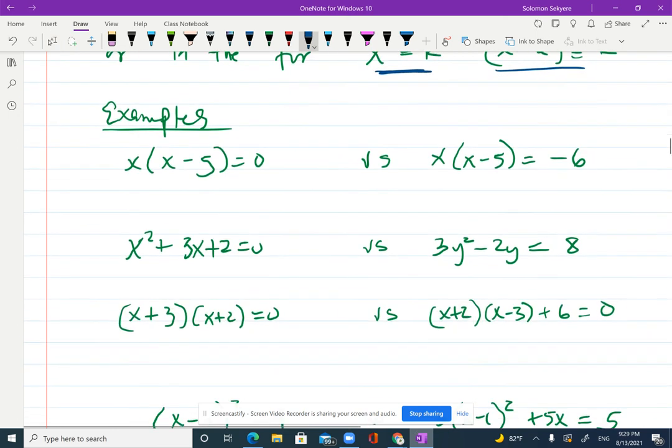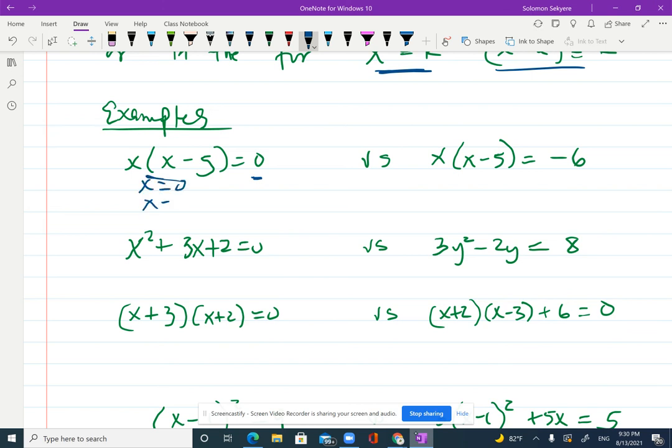So for instance, we have x times the parenthesis x minus 5 equals 0. Here, what do we do? It is equal to 0 already, and it's already factored. So we solve for x equals 0 and x minus 5 equals 0. What about this side here? This is not equal to 0, so we need to rearrange it, right?